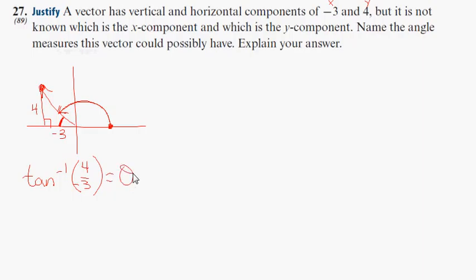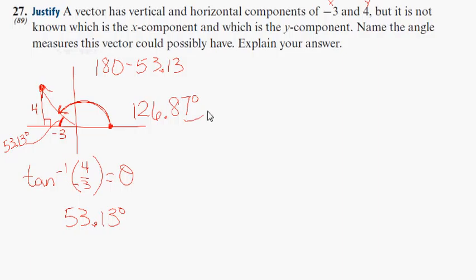because 4/3 equals tan theta. So if you enter this into your calculator, you should end up with 53.13 degrees, okay? So this angle measure right here, I'll just write this down here, 53.13 degrees. So how do you find out what this angle measure is? Well, you take 180 minus 53.13. Not too tricky, is it? So that means one possible answer is 126.87 degrees. That's one of the vectors.